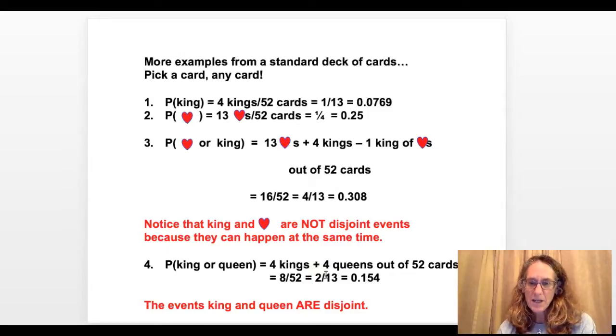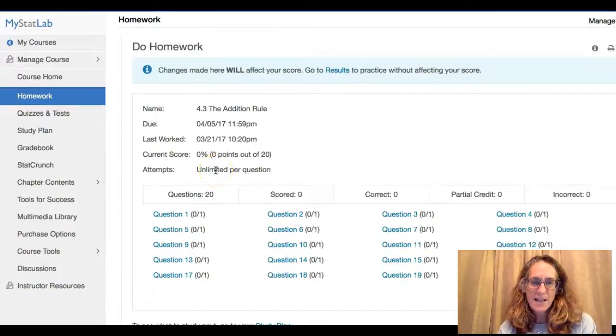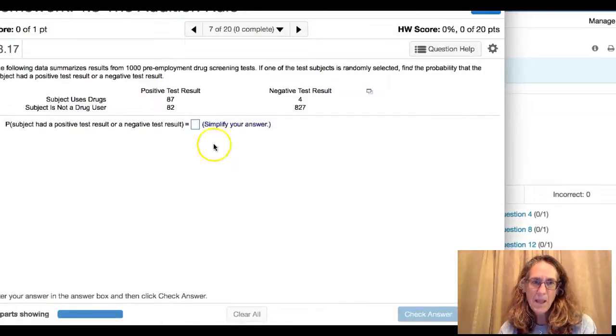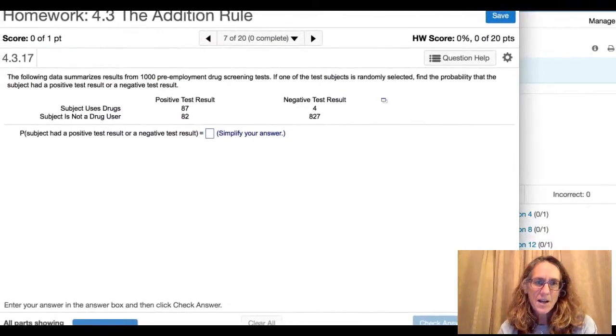Now from the homework, let me go to my stat lab and show you some problems, examples of using the addition rule with contingency tables. Example or question 7 has a contingency table for some drug testing. We've got some subjects that use drugs and some that don't use drugs, and this test that is not very accurate gives them either a positive test result or a negative test result.